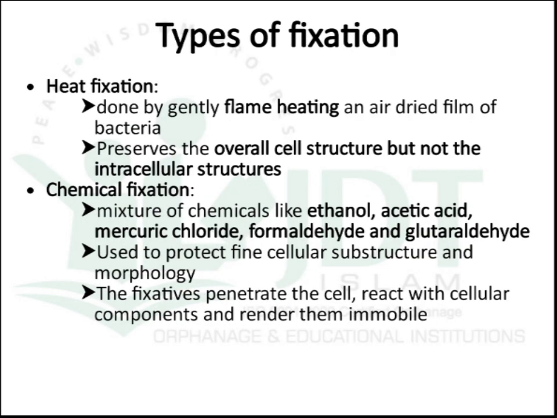In heat fixation, it is done by gentle flame heating of an air-dried film of bacteria so that it will preserve the overall structure but does not fix the intracellular structure. In the case of chemical fixation, we will use chemicals like ethanol, acetic acid, mercuric chloride, formaldehyde or glutaraldehyde. It is mainly used to protect the cellular structure as well as the substructure and morphology of bacteria. The fixatives will penetrate the cell and react with the cellular components and render them immobile.